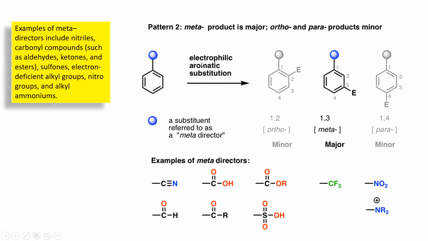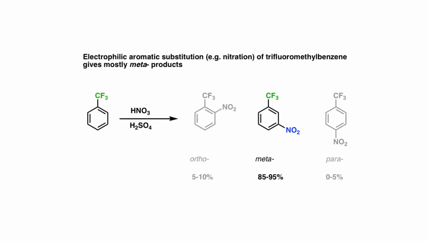Next come the meta directing groups. The meta directors include nitrile, carbonyl compounds such as aldehydes, ketones and esters, sulfones, electron deficient alkyl groups, nitro groups, and alkyl ammoniums. This we have already discussed as well. So this is an example of meta-directing groups: CF3, that is trifluoromethylbenzene, where the hydrogen atoms are replaced by fluorine atoms.